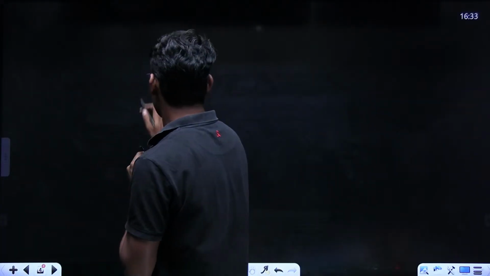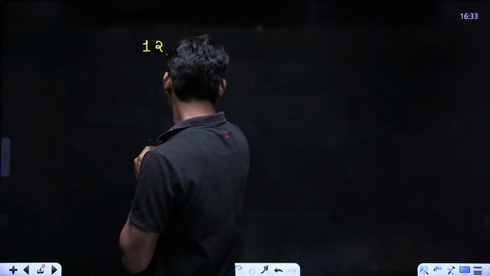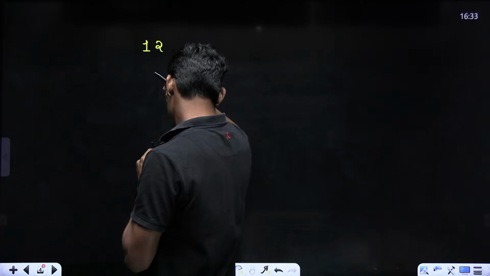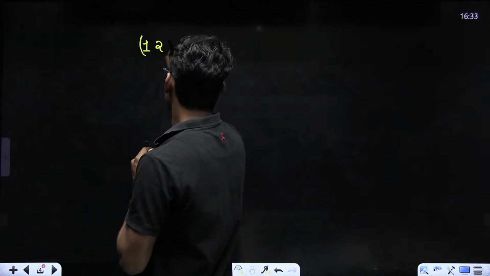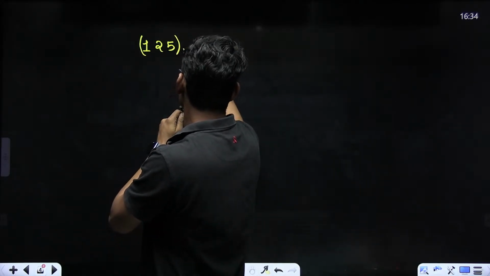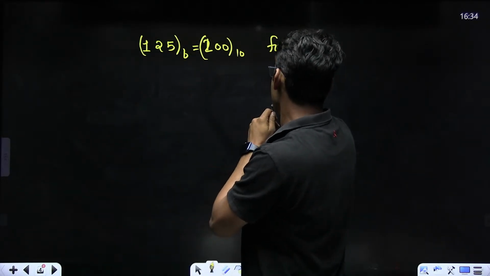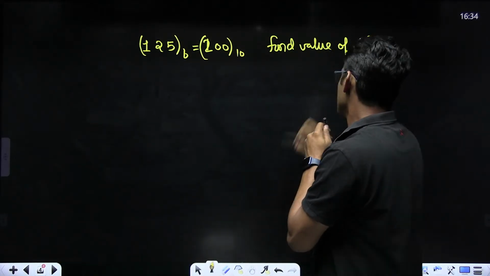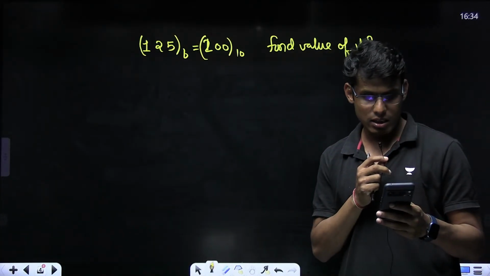Perfect. Let's write 1, 2, 5 base b is equal to 200 base 10. Find the value of b. Let's try and understand this.